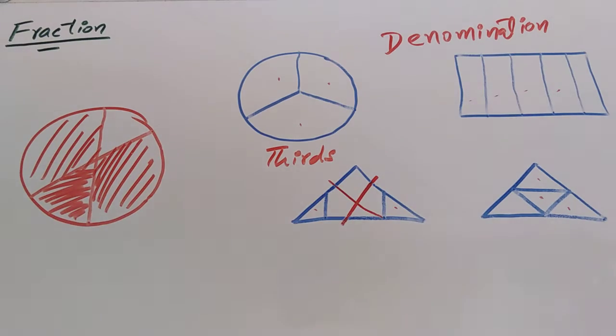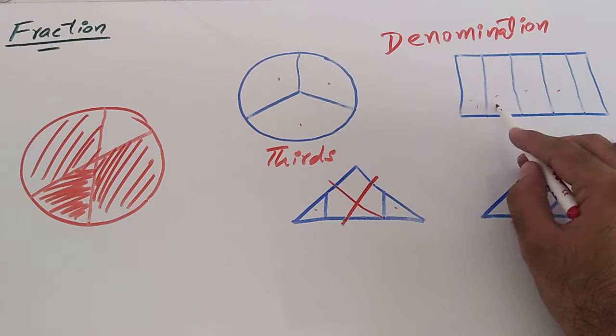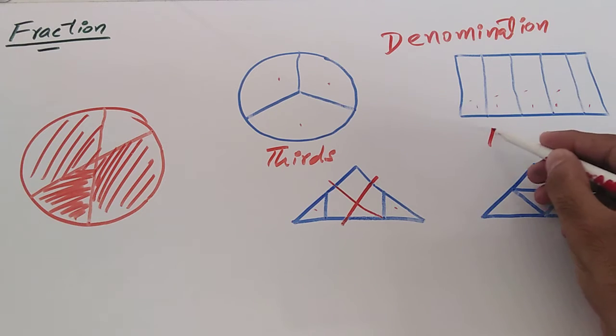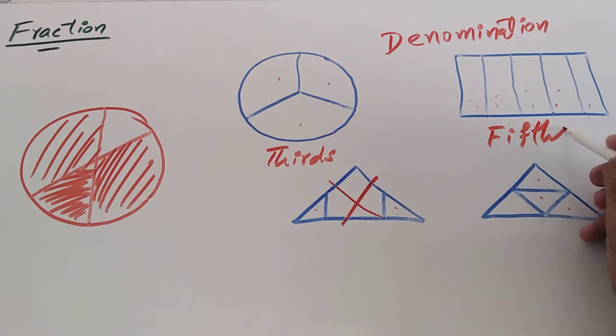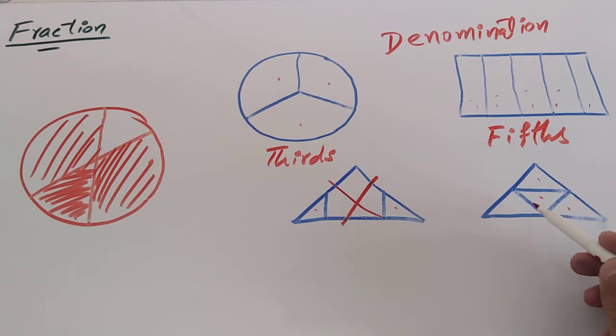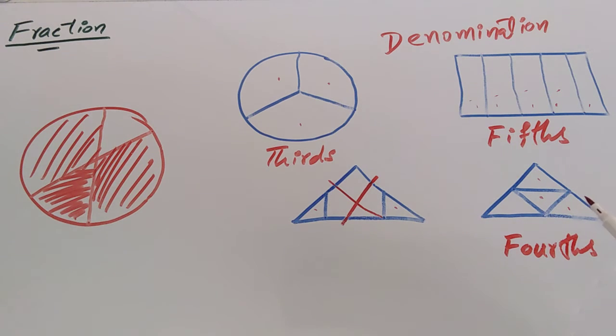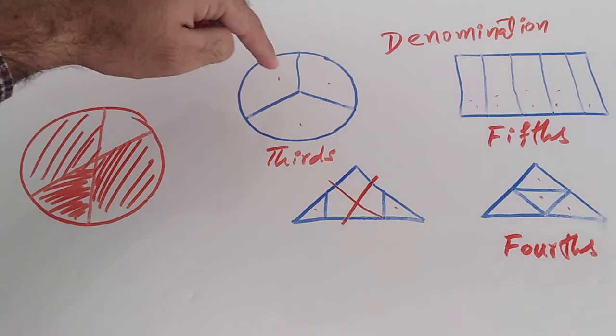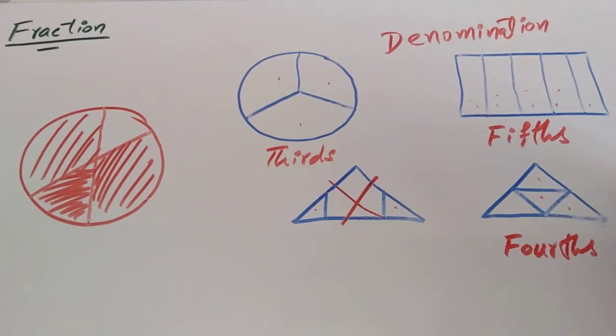thirds. In this one, you can see there are 5 equal pieces, 1 2 3 4 5. So the denomination of this shape is called fifths. And for this shape there are 4 equal parts, so the denomination of this will be fourths, or you can also say it is a quarter. I have said the word whole shape, so the total number of equal parts is this. In this whole shape there are 3 parts, so this whole is basically a main term in fractions.